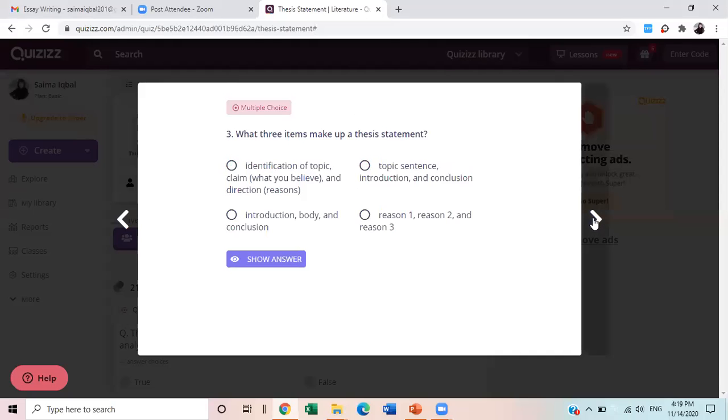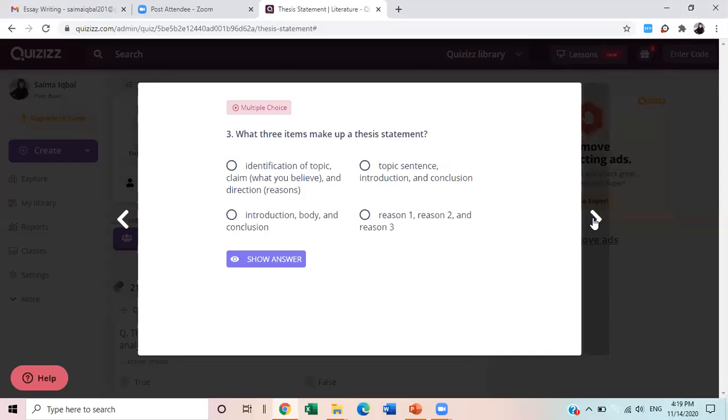Now, the next is, what three items make up a thesis statement? What do you think? When you are writing a thesis statement, what three things can help you write a good thesis statement? Identification of topic, claim, what you believe, and direction. Okay.